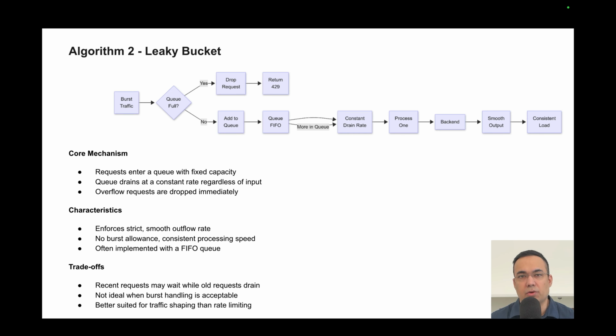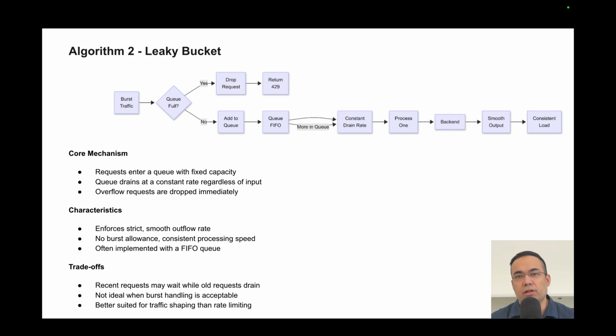There is no burst allowance, which ensures consistent processing speed, and it is often implemented with a FIFO, first in first out queue. The trade-offs are significant. Recent requests may wait while the old requests drain. If the queue is full of old requests, new requests have to wait or get dropped. This is not ideal when burst handling is acceptable, and it's actually better suited for traffic shaping than rate limiting.